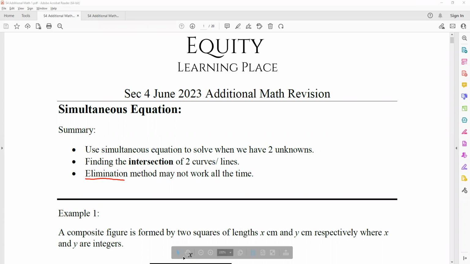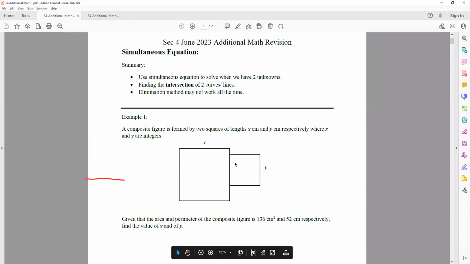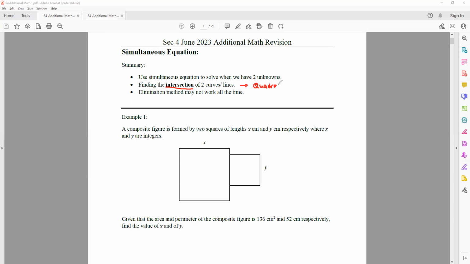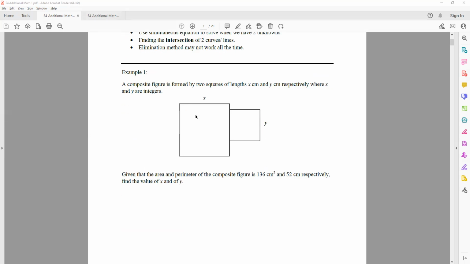Second thing, you also need to know that we can use simultaneous equations to find the intersection of two lines or two curves. This is very important in certain chapters like our quadratic function, which we'll be doing later. Also in your coordinate geometry. So simultaneous equation is a very important tool. You must be able to use it freely anywhere. Okay, so let's just start with the first example.